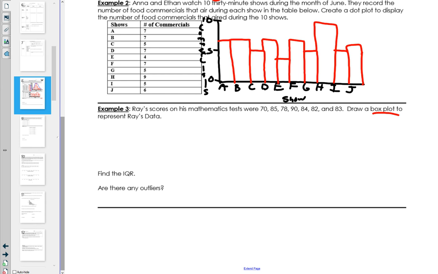Are these in order already? No, they're not. So we have to put them in order. 70, 82, 83. Sam, did you try doing your assignment?